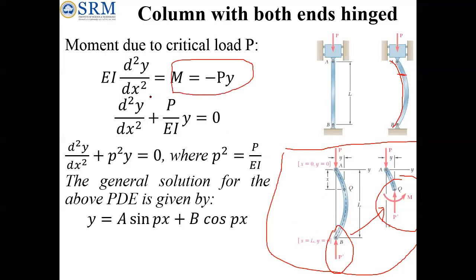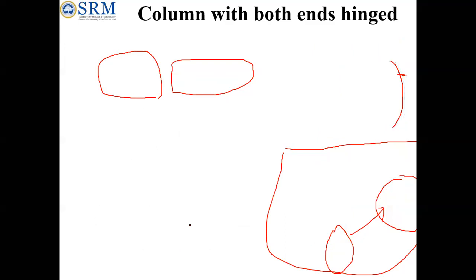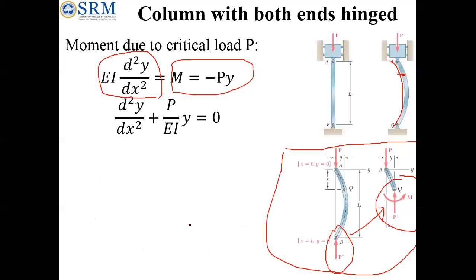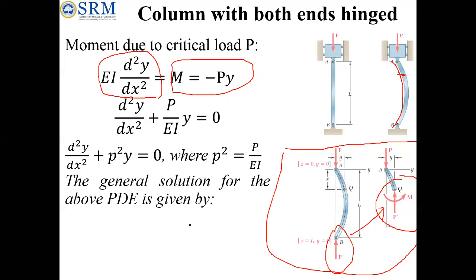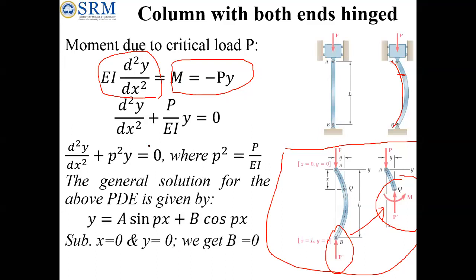Okay, and in the fourth unit we have discussed moment is equal to EI d square y by dx square. So we are going to use these two equations. That is, EI d square y by dx square is equal to M, that is equal to minus Py. When you take it to the other side, you get d square y by dx square plus P by EI into y equal to 0. And to simplify, this P by EI is taken as small p square. Capital P is the load, and small p square is equal to P by EI.